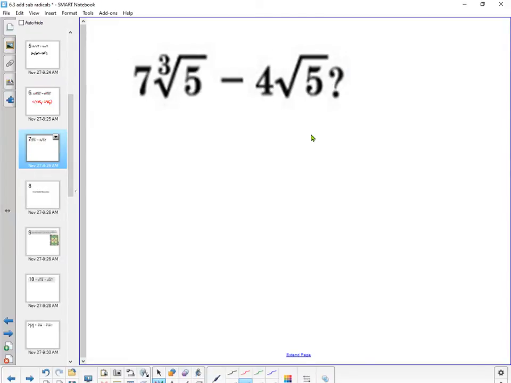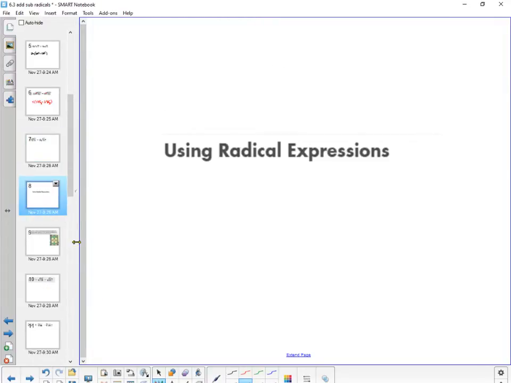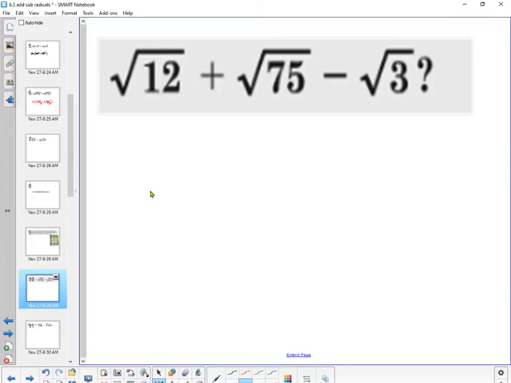Alright, can we combine these? Is there anything we can do with that? No. No, not really. So it's the same. Yeah, so that'll stay. Alright, let's take a look at using radical expressions. Okay, so can we do this? Yeah.